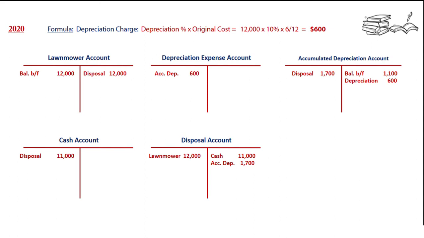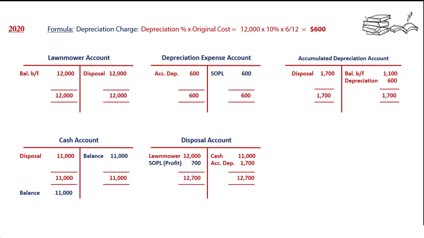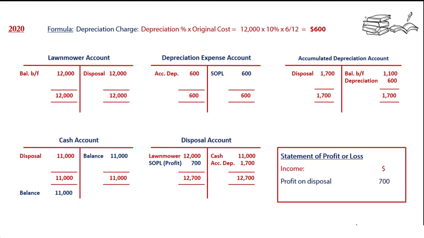Okay. So after we balance off all the accounts, you see that the lawnmower will be zero. The depreciation account will have a balance of $600, which will go into the income statement. Then accumulated depreciation will also have zero. The cash account will have a balance of $11,000. Then the disposal account, when we close it, realize that there will be a balance on the debit of $700. Okay. So once the balance is on the debit, it means that we have to go and credit the statement of profit or loss for $700. Once there's a credit on profit or loss, it is what? An income. Once it's an income, it will be termed profit on disposal. Okay.